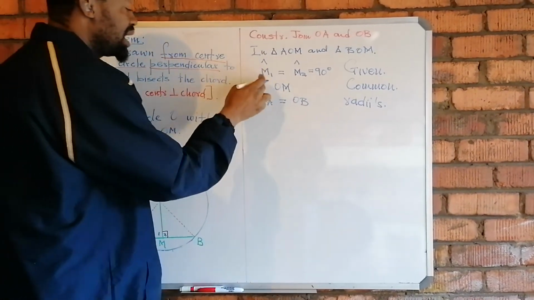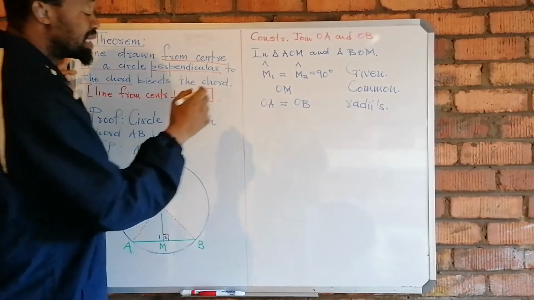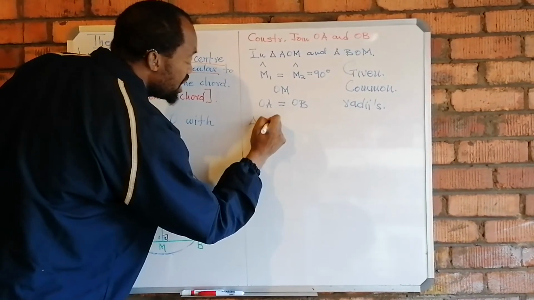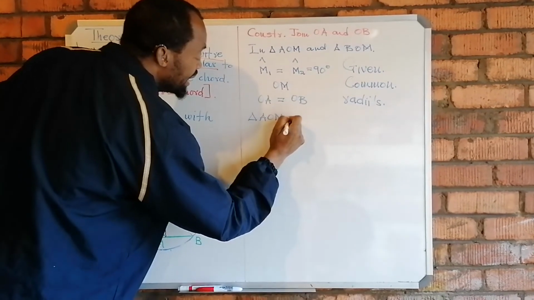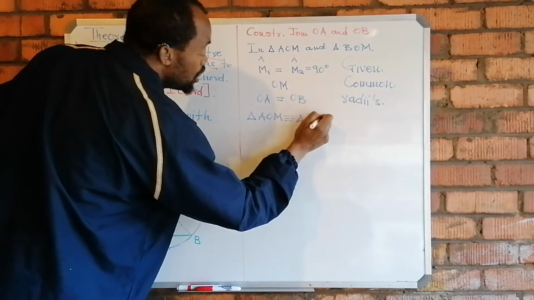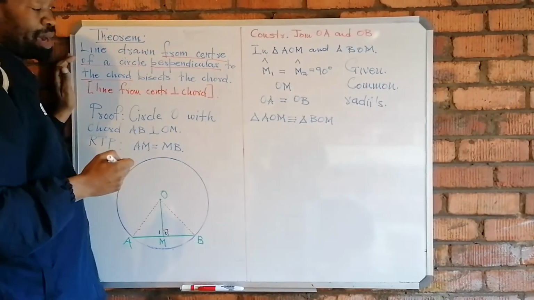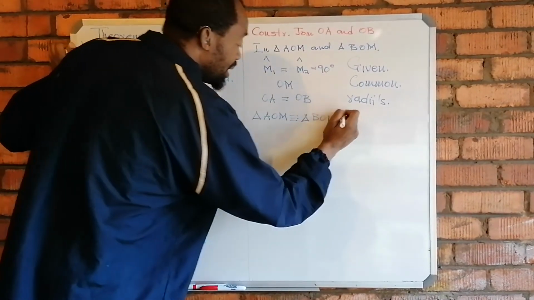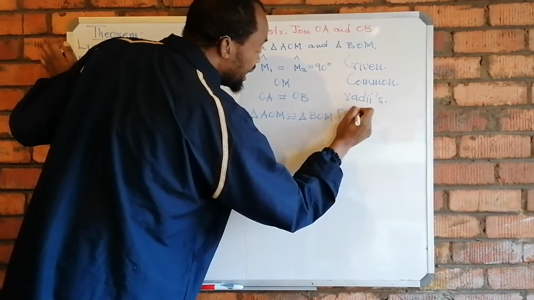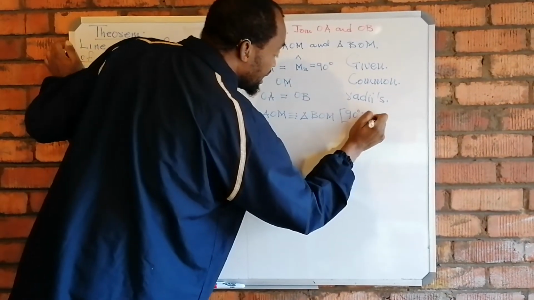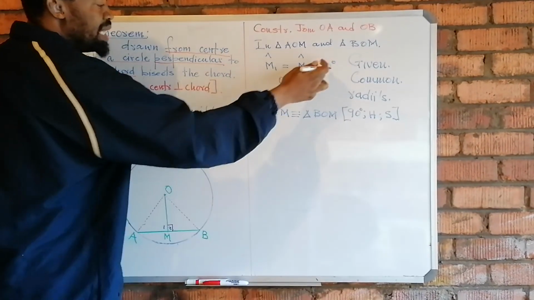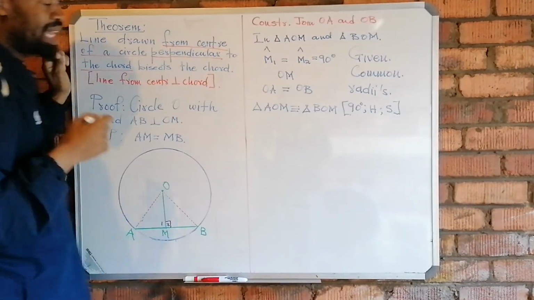Now with these three points, I can conclude that triangle AOM is exactly the same as triangle BOM. Remember, congruency means the same. What is my reason? My reason is 90 degrees, hypotenuse and a side. 90 degrees, hypotenuse and that side.